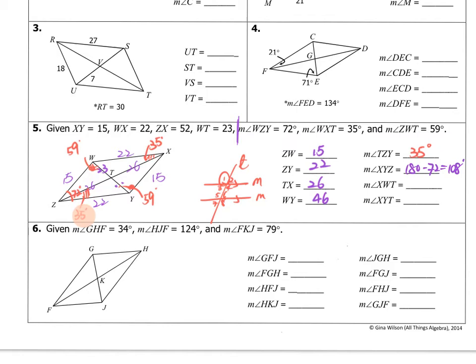Then angle measure XWT. XWT is over here. I didn't mark this one. And so I know that XWZ, the big angle here, must be congruent to this big angle here. And since I know XYZ is 108, then XWZ must be 108 as well. So therefore XWT is 108 minus 59, and that should give me 49 degrees.